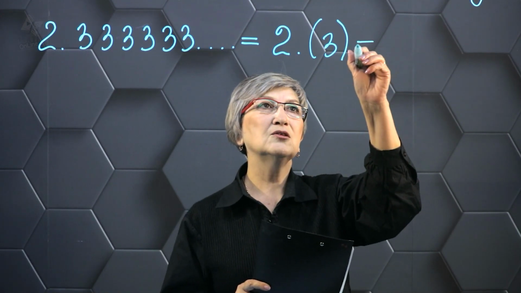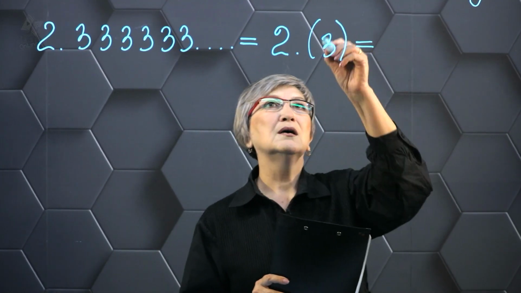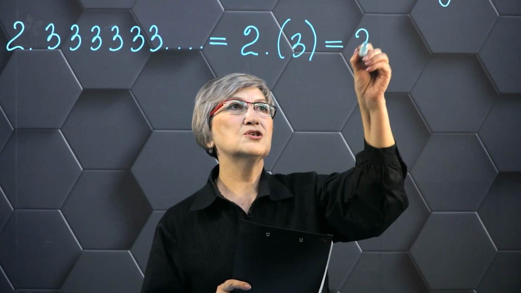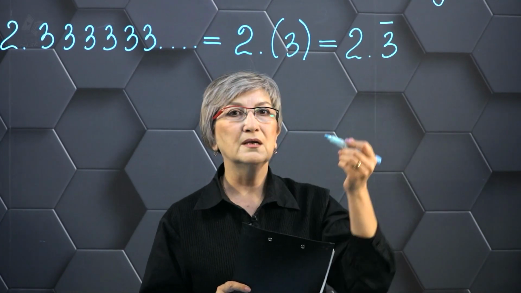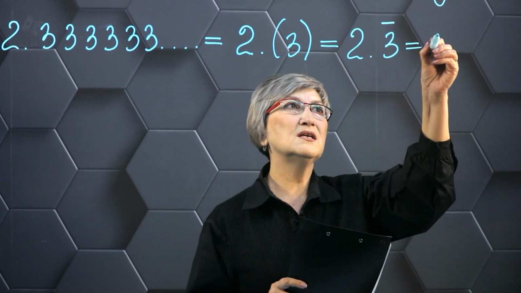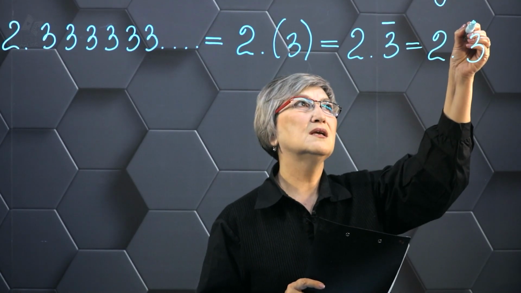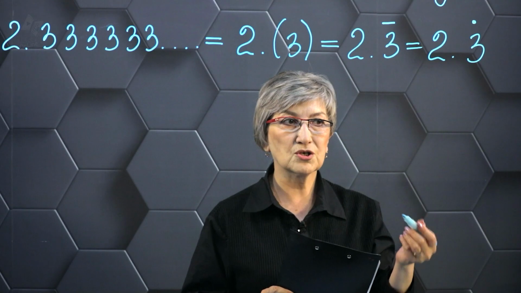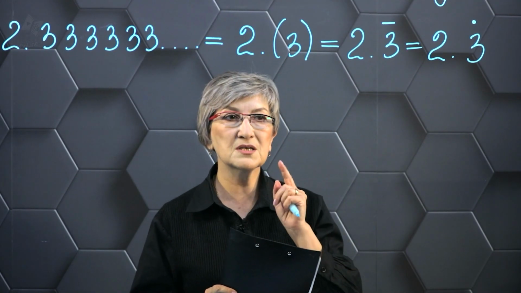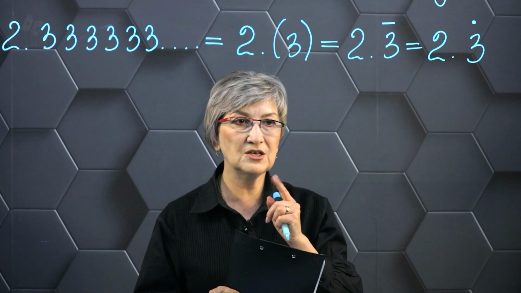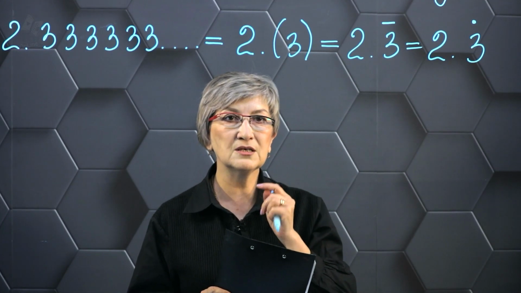Or this notation can be written in the form of other signs. The period is indicated by a sign like this, or you might see the following entry. Two integers, the number 3, and a dot above the number 3. If you see such an entry, you know that this is an infinite decimal periodic fraction. I call attention to the fact that it is periodic.